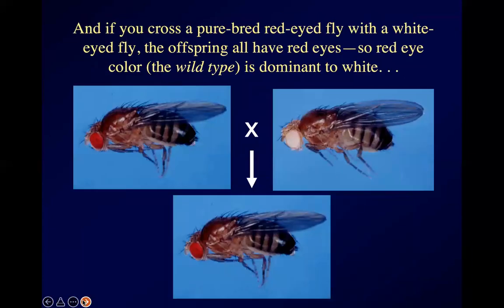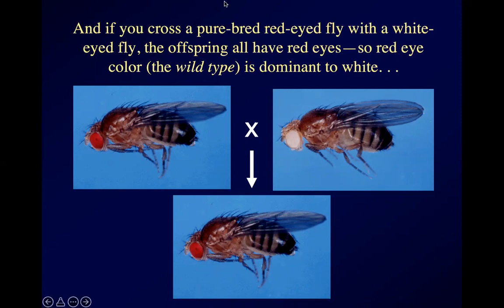So Bridges took his mutant fly and started breeding it. And he found that if you crossed the white-eyed fly with a purebred red-eyed fly, purebred meaning it's descended from red-eyed flies for as long as anybody cares to check, the offspring all have red eyes. So red eye color is dominant to white eye color.